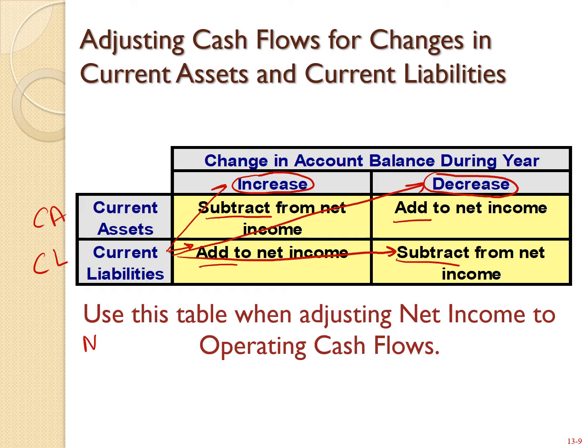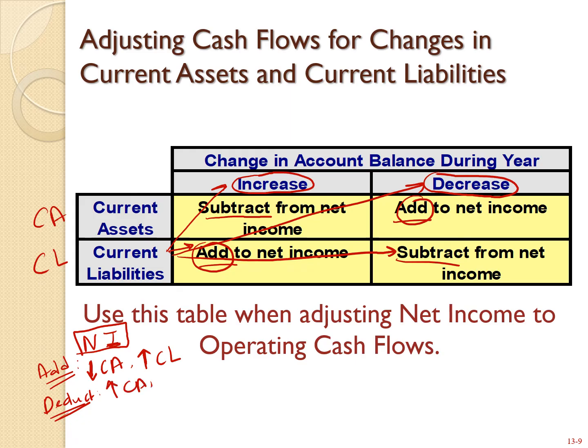Okay? So this is net income, the starting point. You add to it any decrease in current assets and any increase in current liabilities. You deduct the opposite: increase in current assets and decrease in current liabilities. You will reach cash flow from operating activities. Okay?